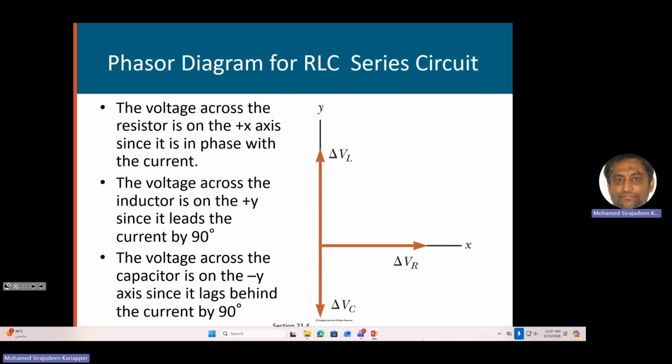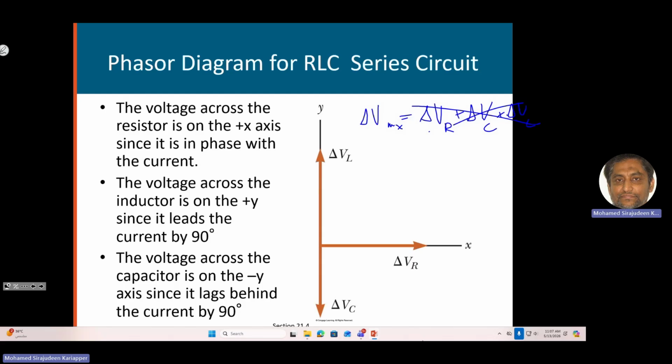Right. Now, in order to get an expression for the total voltage maximum value, can I say it is equal to the maximum value of the voltage across the resistor plus the maximum value of the voltage across the capacitor plus the maximum value of the voltage across the inductor? No, it's not true, because they are at different angles. So the phasors are pointing at different angles. There is a phase difference between them. So we have to add them like vectors.